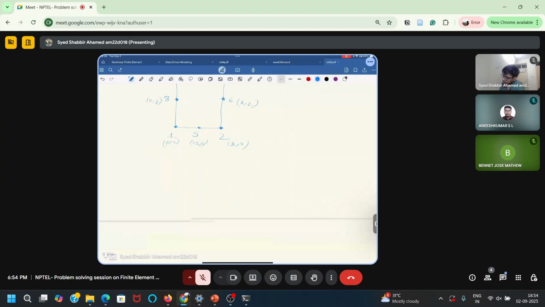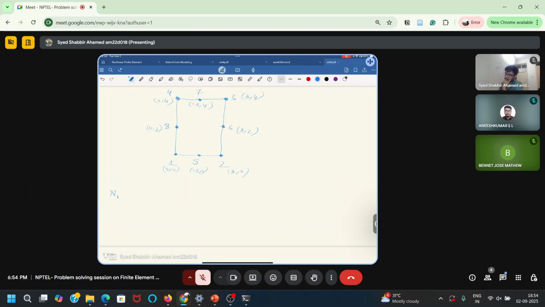Now let's write the shape function. Let's say I want to write N1. Let's forget that there are middle nodes. I want to write for N1, so just take one-dimensional interpolation for this line. Forget that there is 5. Just write a linear interpolation. You consider like you have only two points, 1 and 2, and here only we have 1 and 4. Forget about 5 and 8.